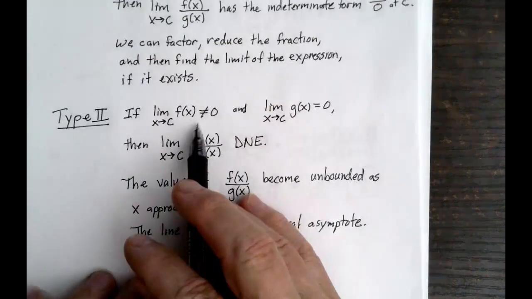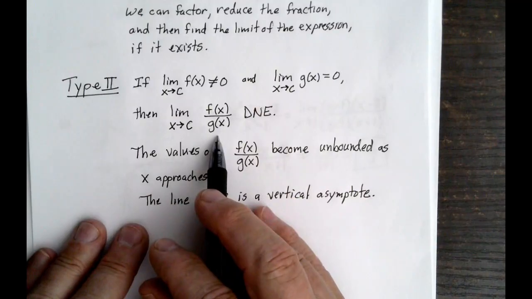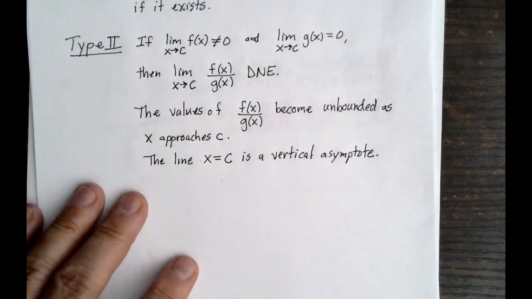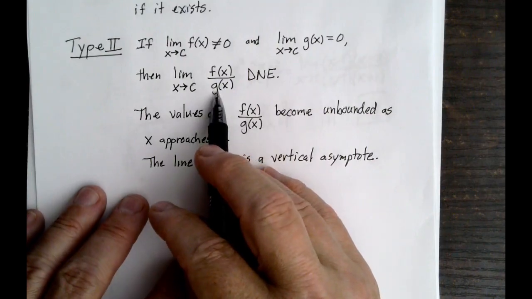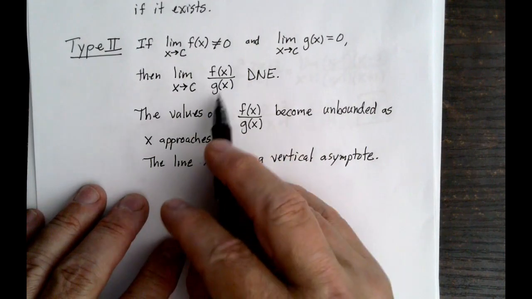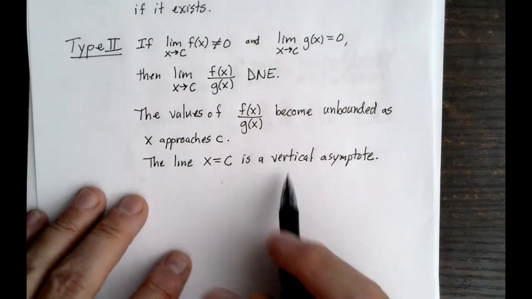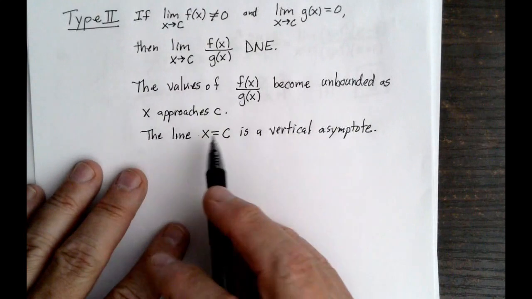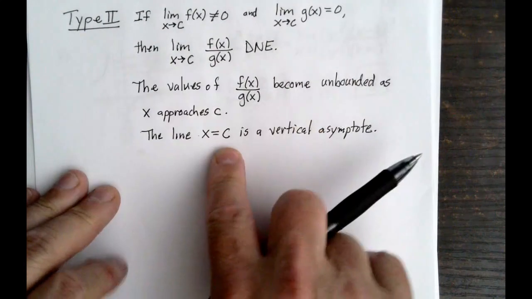The second one is where the top is not 0 and the bottom is 0. And so now you've got a problem because your denominator is going to get infinitely small and the numerator is some finite number, and so this thing explodes to positive or negative infinity, unbounded, and you end up not having a limit, but you also end up having a vertical asymptote at that number, whatever number you're approaching.